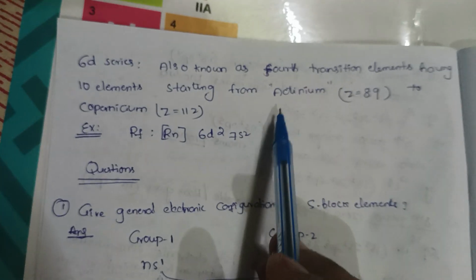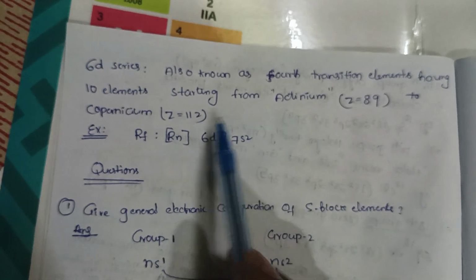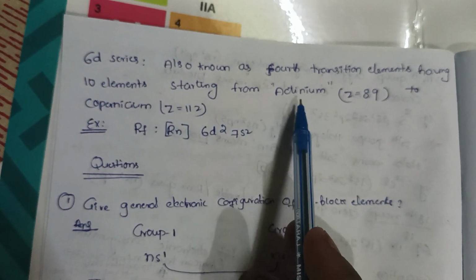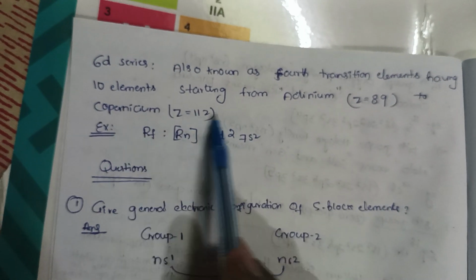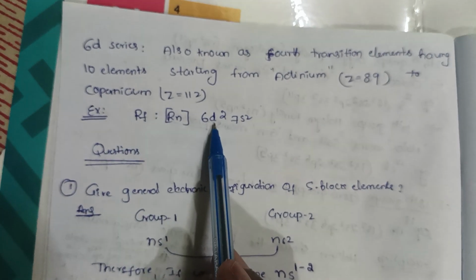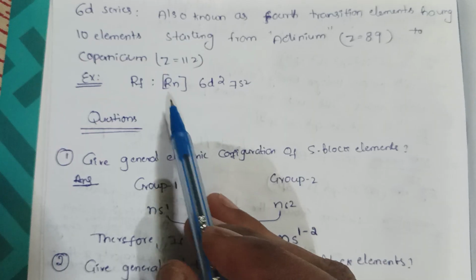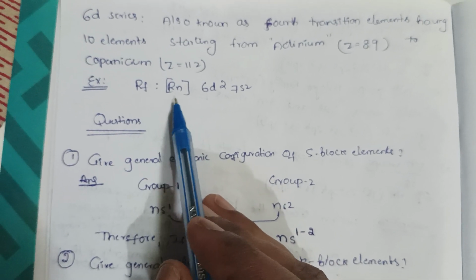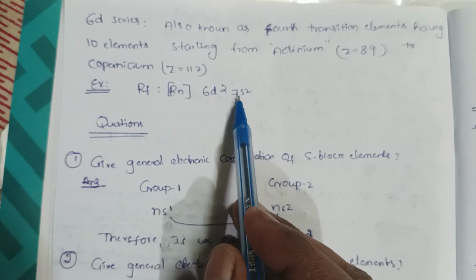6d series, also known as fourth transition elements, having 10 elements starting from actinium to copernicium. Example: rutherfordium, radon 6d2 7s2. Radon's atomic number is 86, 6d2 7s2.